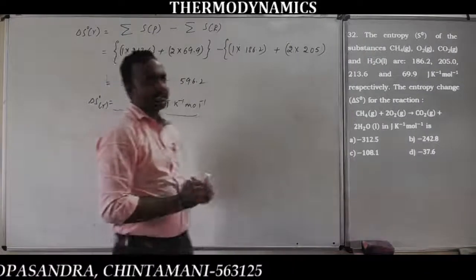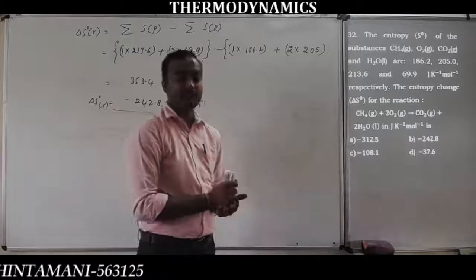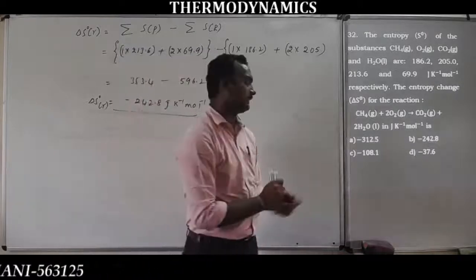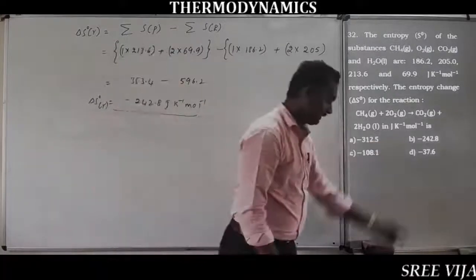So delta S naught of reaction is just summation of the entropy of products minus summation of entropy of reactants. So that is minus 242.8. Option B is the correct answer.